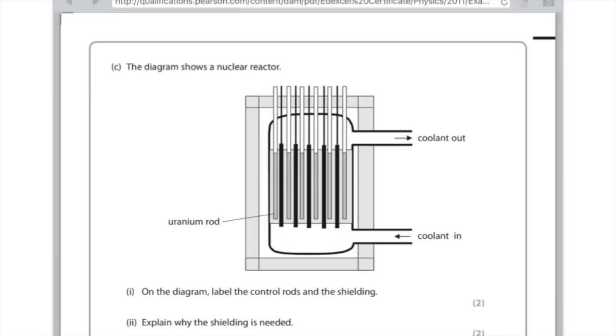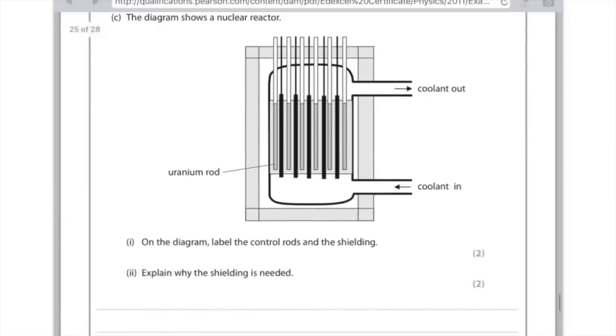C. The diagram shows a nuclear reactor. On the diagram, label the control rods and the shielding. So the black things hanging down here are the control rods, and the shielding is the box on the outside, which prevents excess radiation getting out.